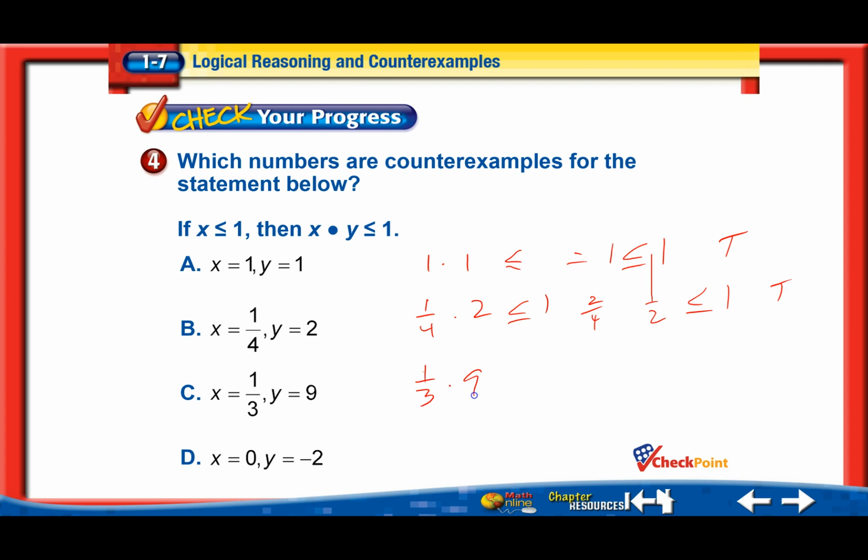1/3 times 9 comes out to 9/3, which equals 3, which is greater than or equal to 1. That one's true. 0 times negative 2, is that greater than or equal to 1? 0 times negative 2 is 0. Is 0 greater than or equal to 1? I feel I messed up somewhere. Oh yeah, that would have been false, because 3 is greater than 1. Duh.